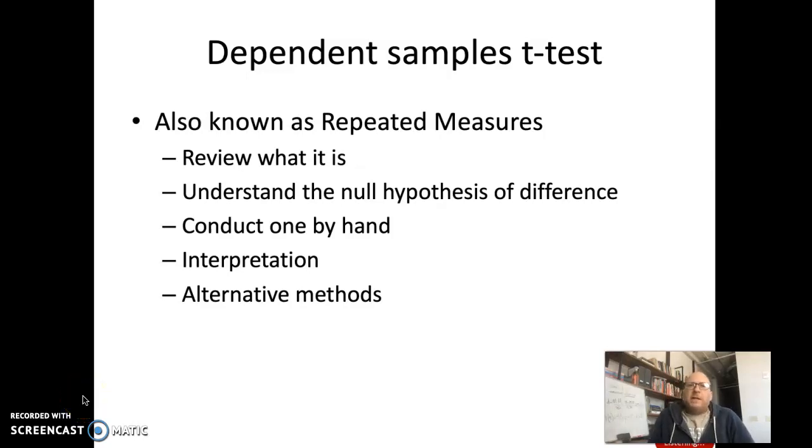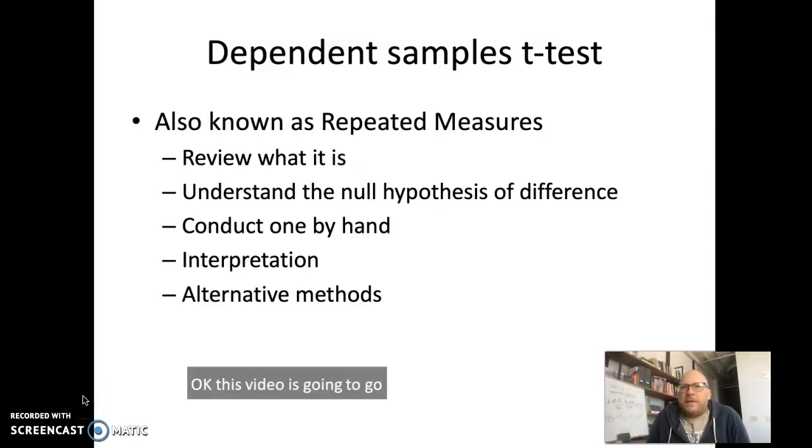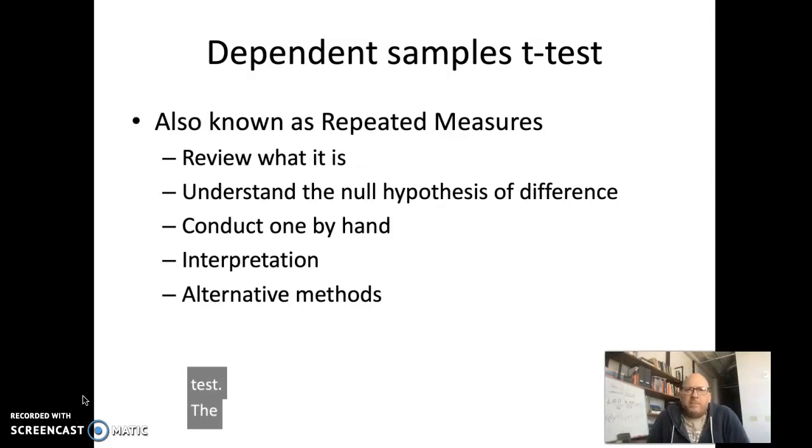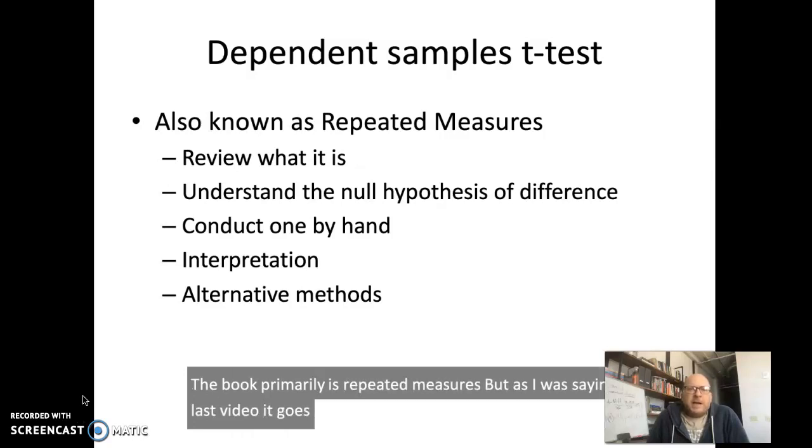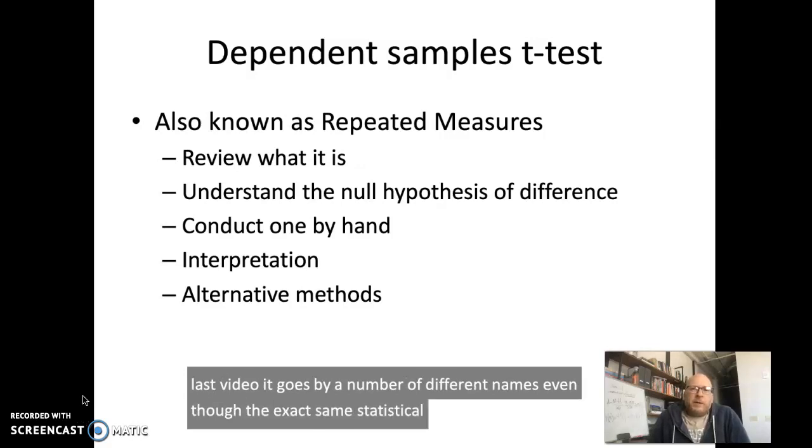Okay, everyone, this video is going to go over the dependent samples t-test. It's known in the book primarily as repeated measures, but as I was saying in the last video, it goes by a number of different names, even though it's the exact same statistical technique. We're just going to take a look at what it is.